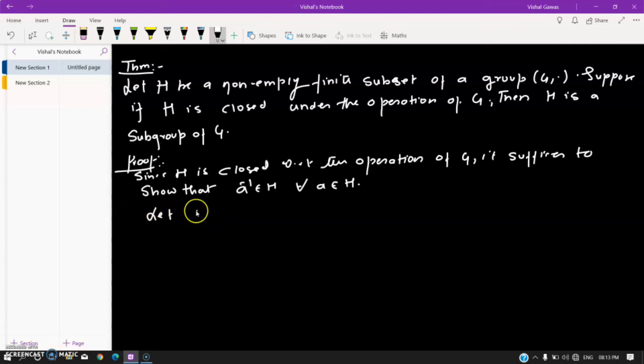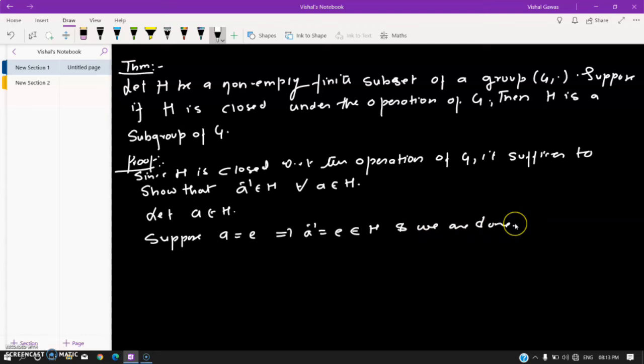So let A belong to H. Suppose A is equal to identity. This implies A inverse is also equal to identity, and that is in H, and we are done. And that's it. Of course, if A is whatever element we are picking and it's identity, we don't have to prove any further.